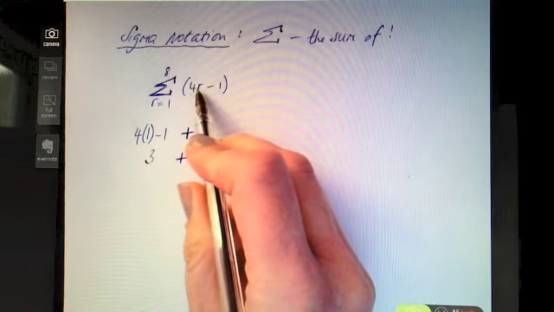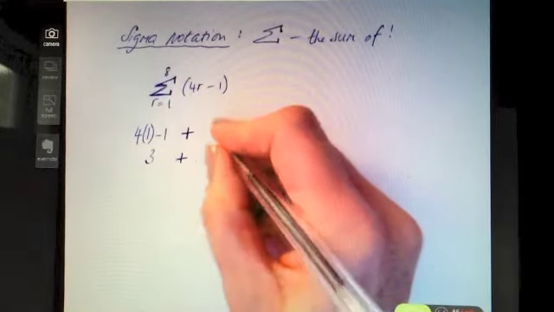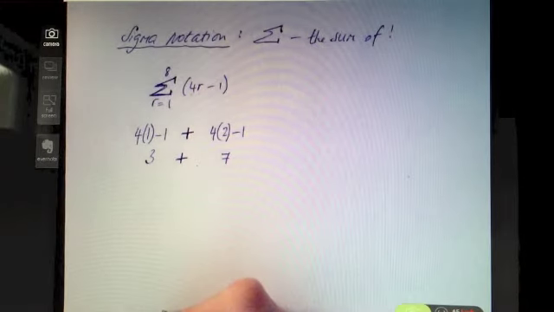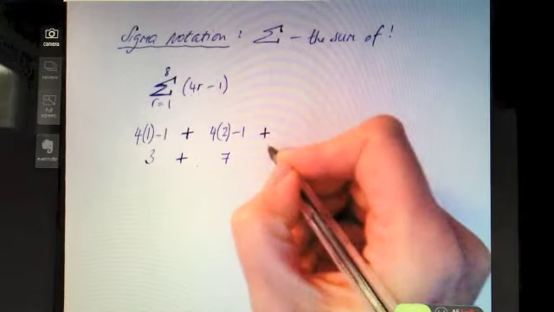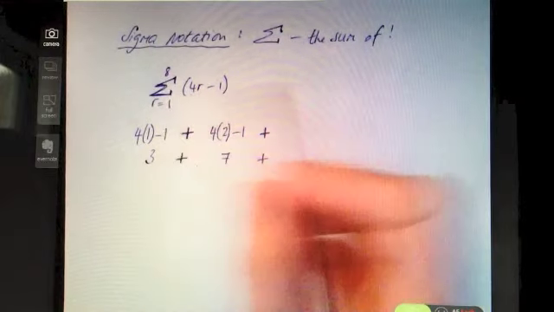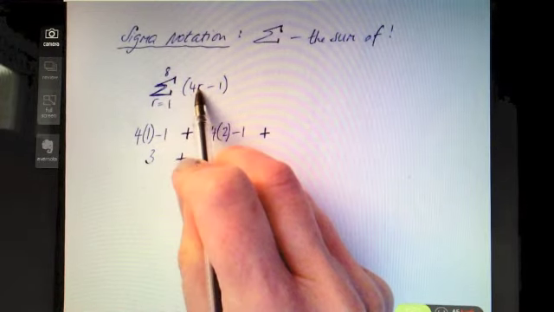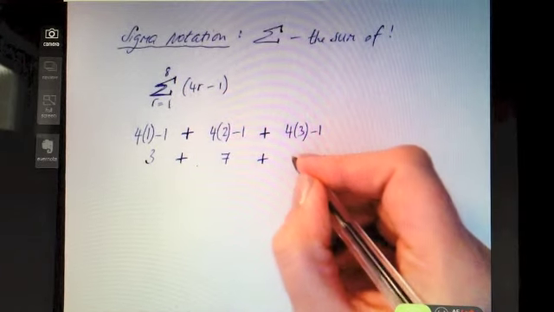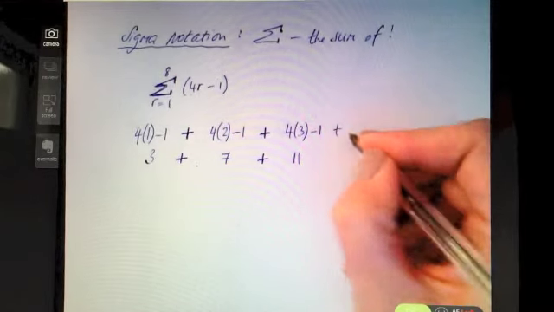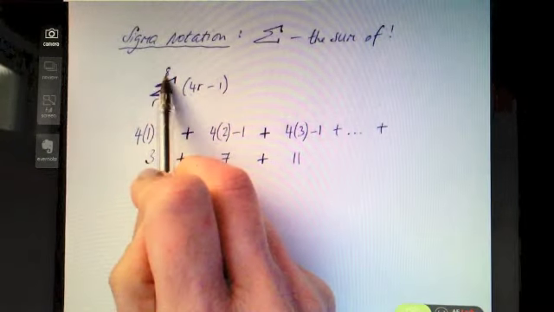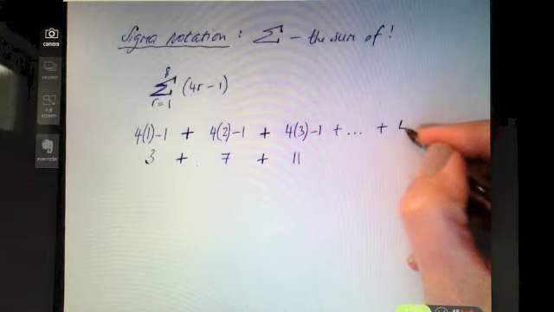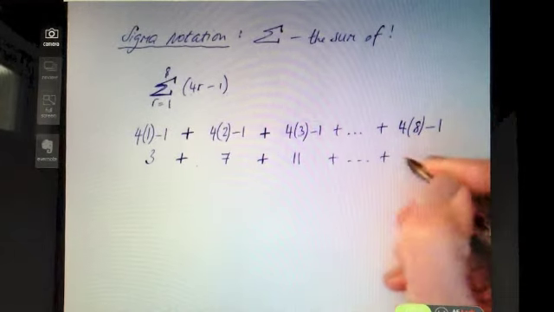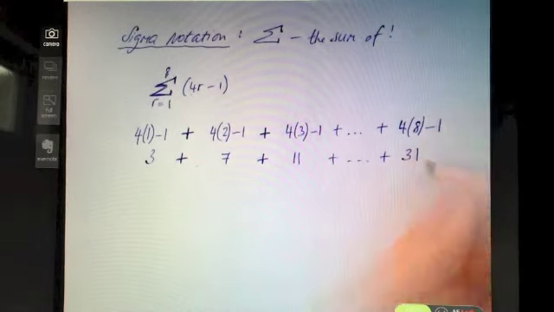The second term would be when r is 2. So the second term would be 4 times 2 minus 1, which is 7. And then obviously we'd be adding for the next term. The third term would be when you sub in 3. 4 times 3 is 12, minus 1 is 11. And you would do this up until the final term, which is the 8th term. To get the 8th term, it would be 4 times 8 minus 1, which of course, 4 times 8 is 32, minus 1 is 31.